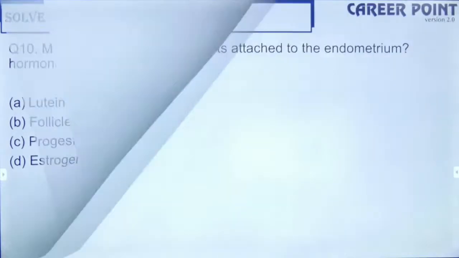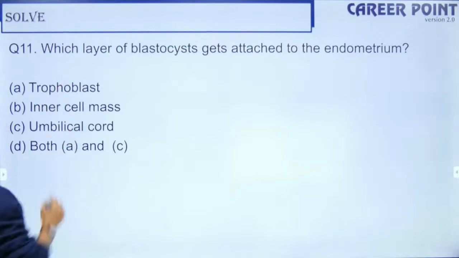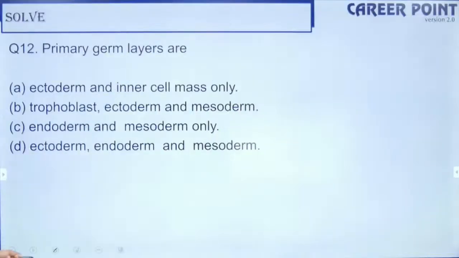So the remaining set of 10 questions, here we go. Which layer of blastocyst gets attached to the endometrium? Trophoblast, inner cell mass, umbilical cord, both A or C? Yes, what is the answer? What gets attached? The outer layer. So the outer layer here is trophoblast. Yes, right.